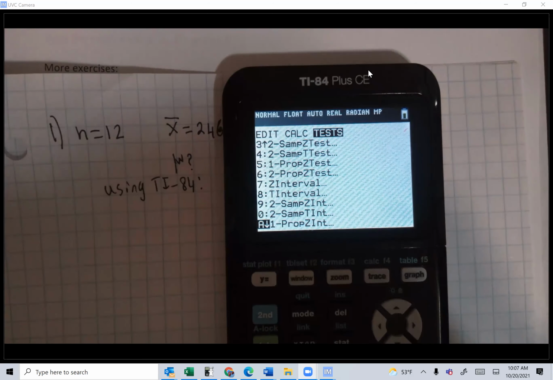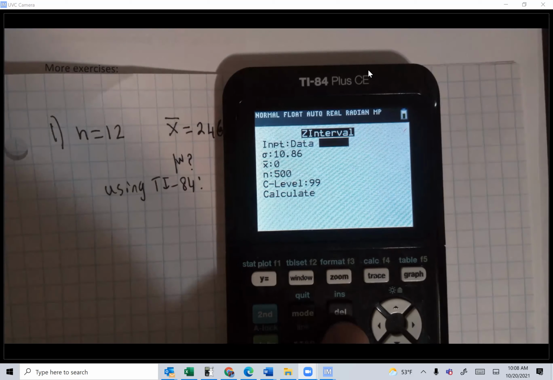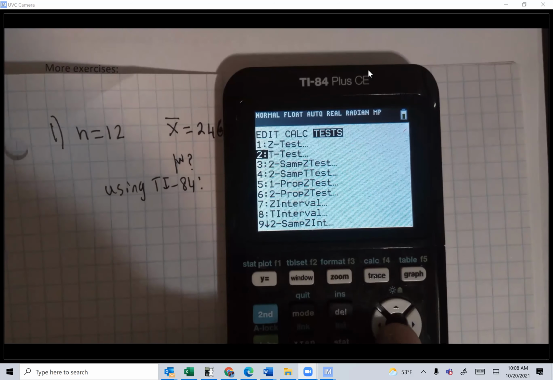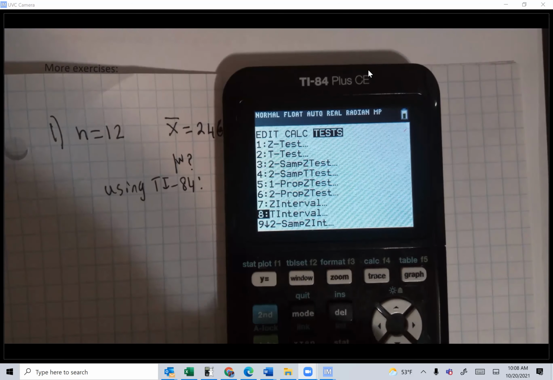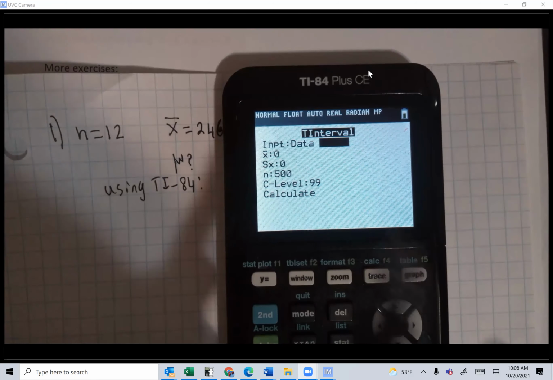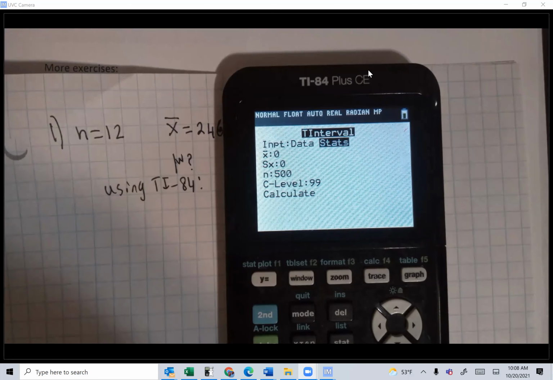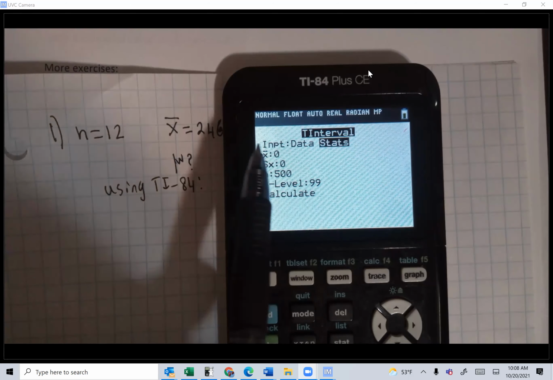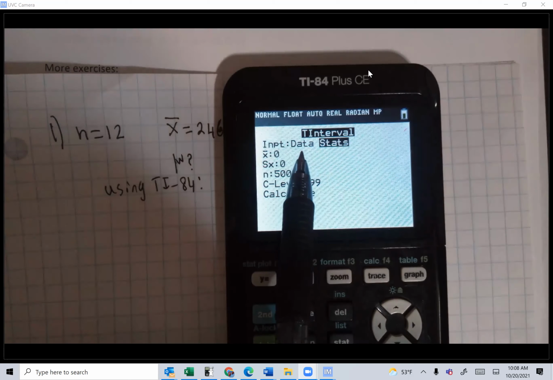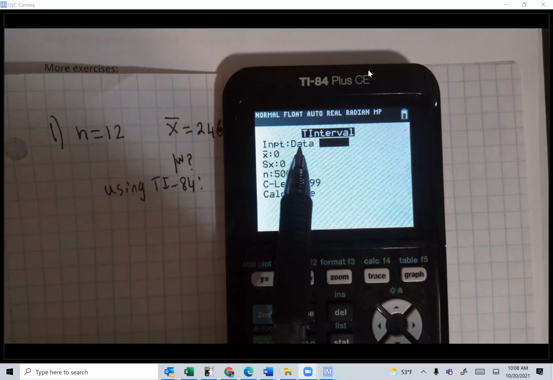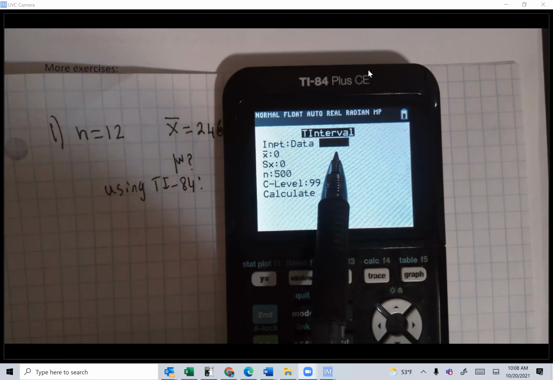Because look, guys, if you use Z, watch what happens. It's asking you for sigma, and I didn't give you sigma in this problem. But look, if you go to Stat, Tests again and put T interval, look what happened, guys. It's asking you for S, which makes sense because I gave you S right here. Now input: if he gives you the data set, the raw data, you use data. If he doesn't, by default, leave it at stats.